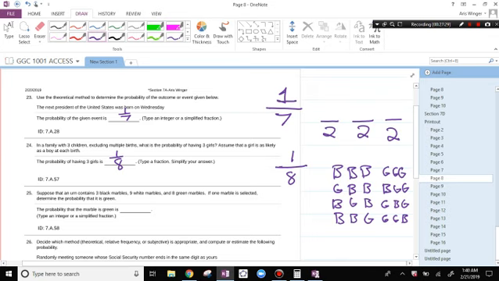Suppose that an urn contains 3 black marbles, 9 white marbles, and 8 green marbles for a total of 20 marbles. If one marble is selected, determine the probability that it's green. Well, that's 8 green marbles out of 20. Let me just make sure. I'm sorry, 20. 8 out of 20, which reduces, 4 goes in, to 2 out of 5.